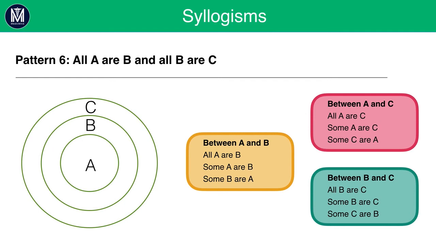Put it this way, if all A are B, you can replace B here with A, right? That means if instead of a B it said A again, the same thing would apply, wouldn't it? All A would be C, some A would be C, and some C would be A.